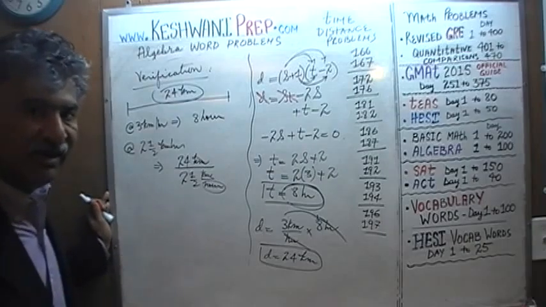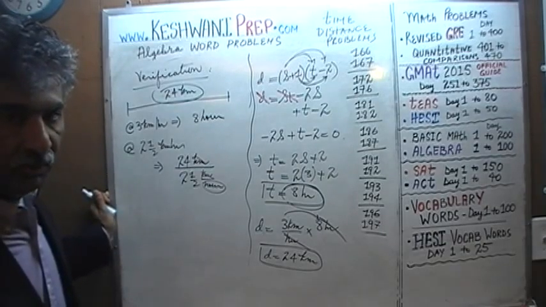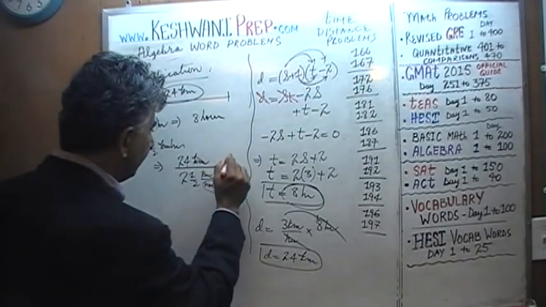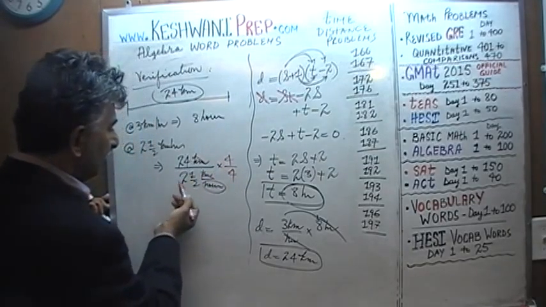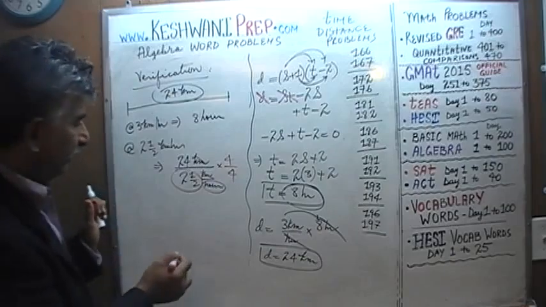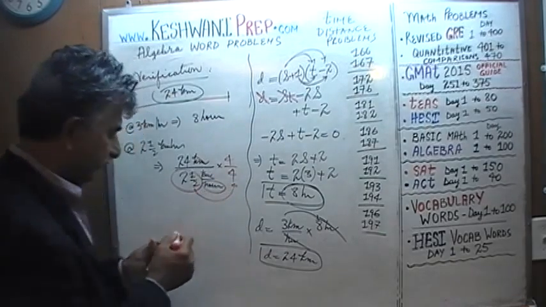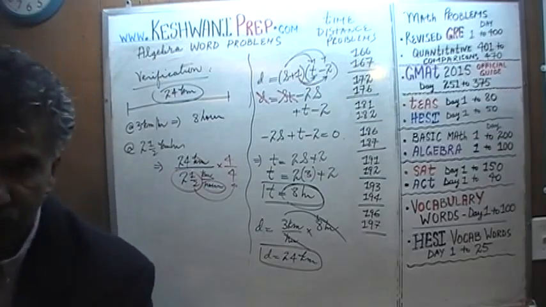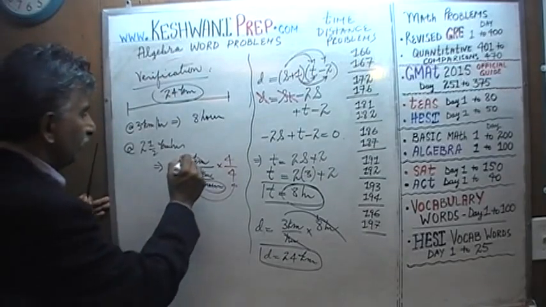Let's present it in a way that is more palatable, more pleasing to the eyes. Let's multiply top and bottom by 4 so that we don't have to deal with 2.5 at the bottom here, because 2.5 times 4 is a nice round number, 10. And of course, it's very easy to divide anything by 10. We just have to move the decimal.